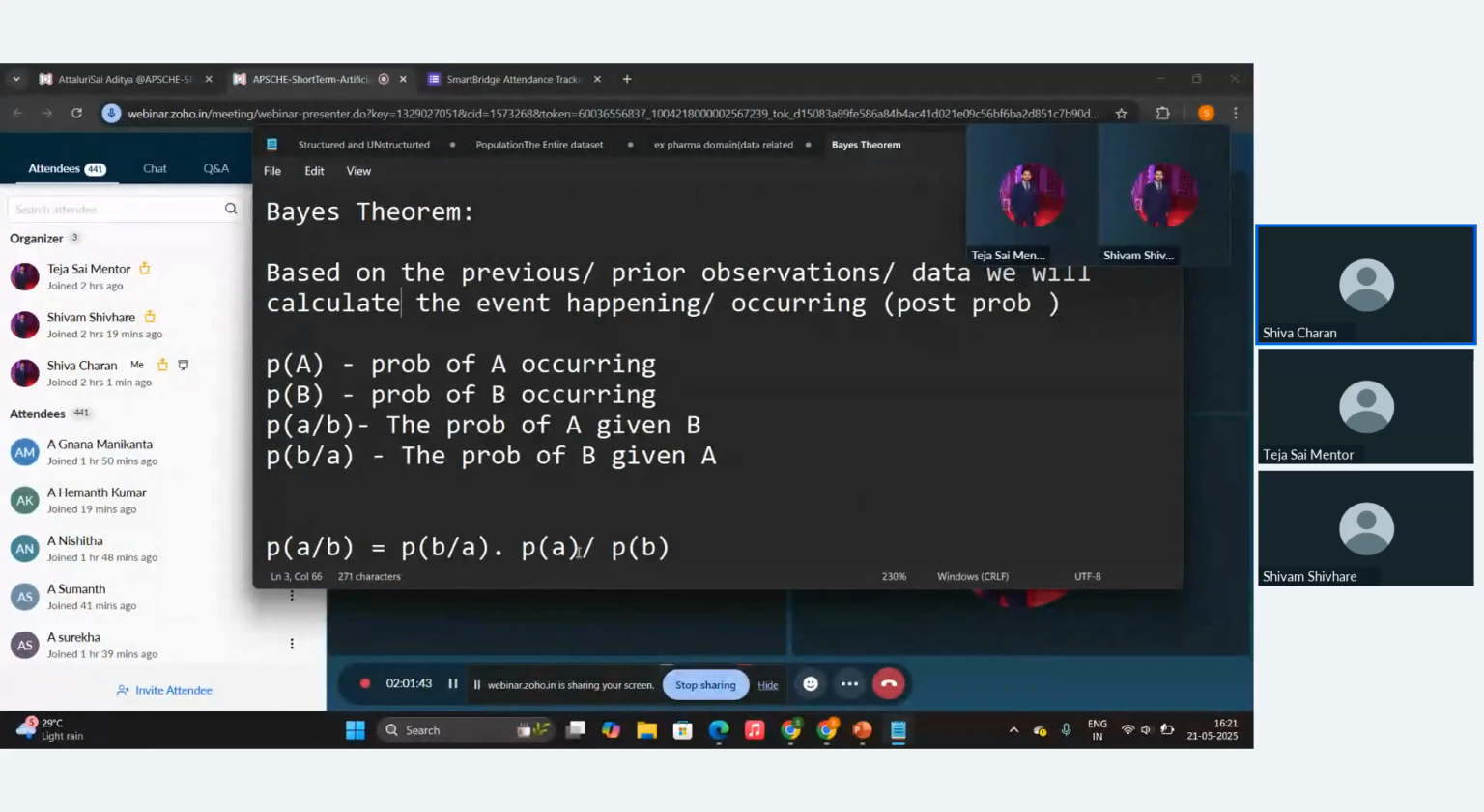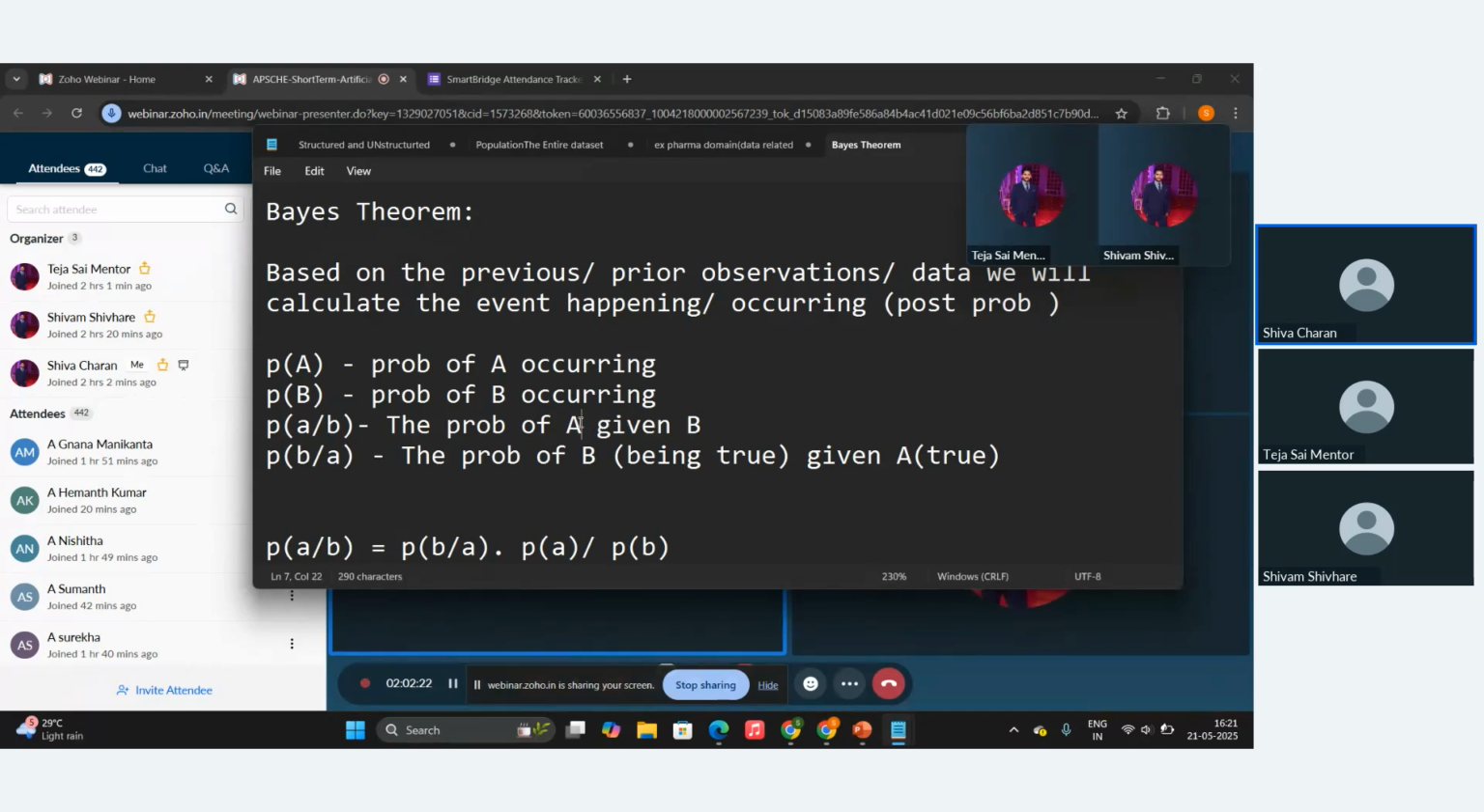In this Bayes theorem, the formula involves the probability of A, probability of B, and probability of A given B. So what is P A by B, or P B by A? We'll just consider P B by A. P B by A is nothing but the probability of B being true given A is true. So this is what it is exactly.